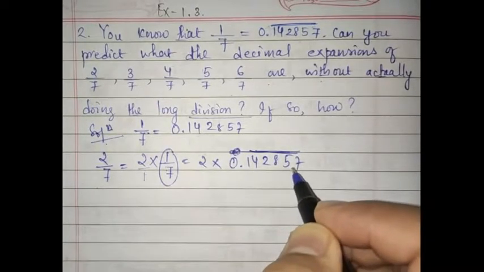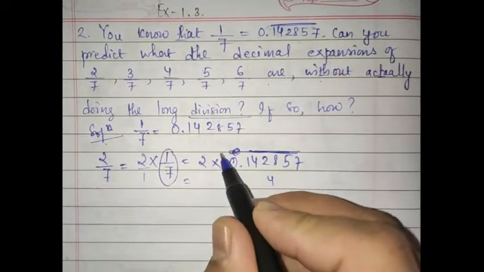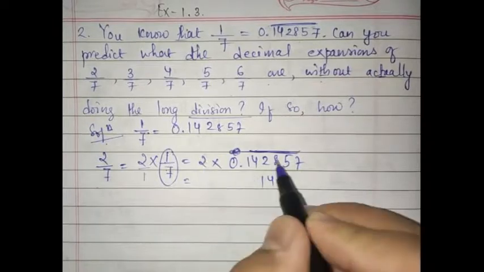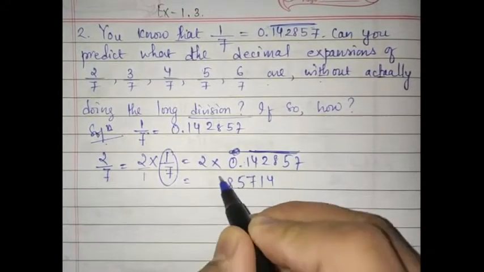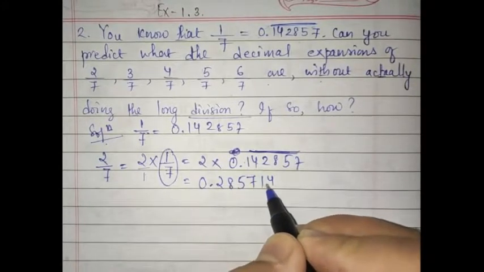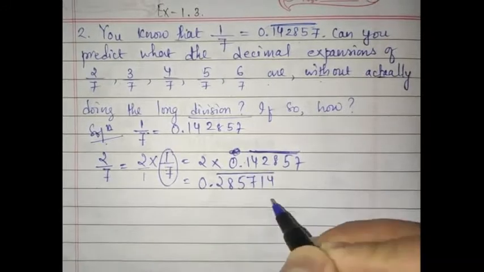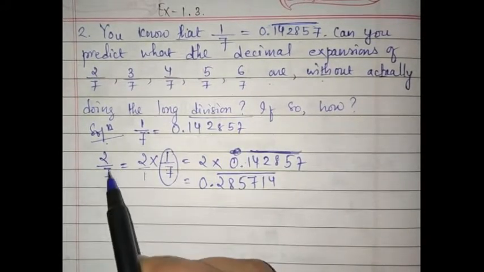So when you multiply this, 2 7s are 14, 1 in hand, 2 5s are 10, 11, 2 8s are 16, 17, 2 2s are 4, 5, 2 4s are 8, 2 1s are 2. It is 0.285714, and this will also be under the bar. So this is the decimal expansion of 2 by 7 without actually dividing.